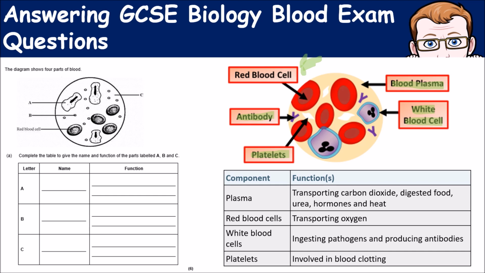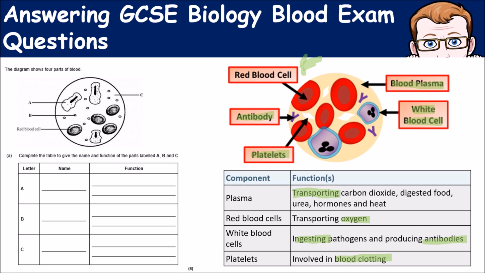We need to know that plasma transports things around the body, like carbon dioxide, glucose, hormones, etc. Your red blood cells are used for transporting oxygen, that's the key part. The white blood cells are part of your immune response and ingest pathogens or produce antibodies. And your platelets are involved in blood clotting.